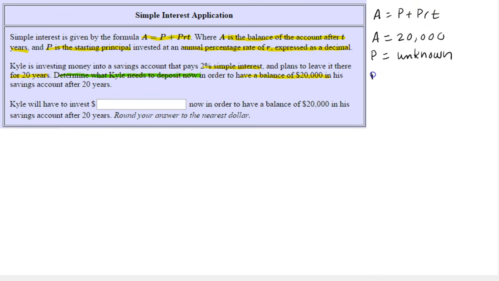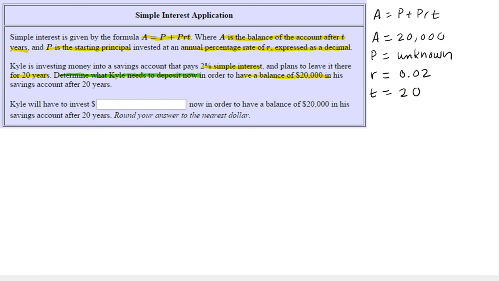Next we have the small letter R, and R represents the annual percentage rate expressed as a decimal. So here they gave us 2% simple interest, so 2% is the annual percentage rate, and as a decimal we'd write that as 0.02. So 2% means 2 per 100, or 2 hundredths, which is a 2 in the hundredths place. Now T represents the time of the investment in years. And we are told right here that he's going to invest for 20 years.